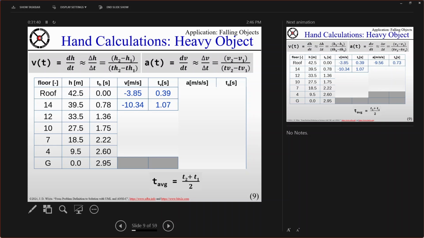Take these by this minus this to give us the velocity. The average of these two is the time. We then took this minus this divided by this minus this to give us a velocity, and we took the average of this to get the time.